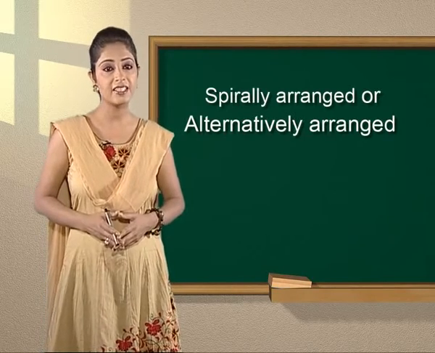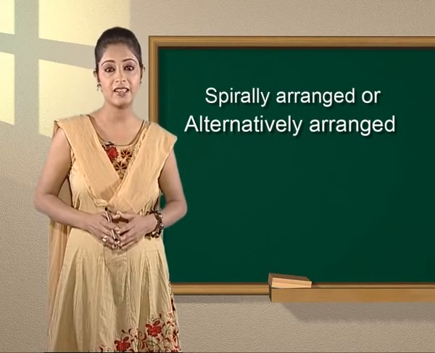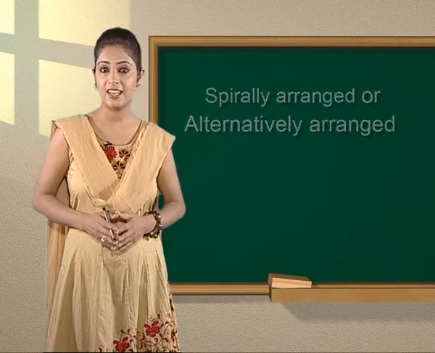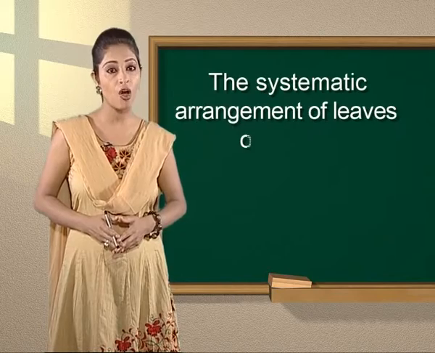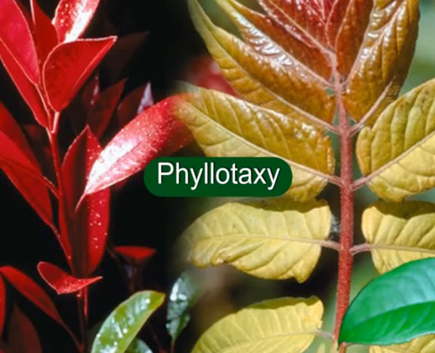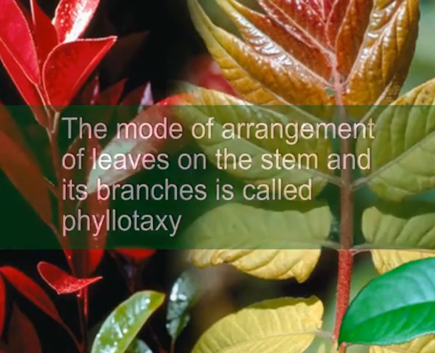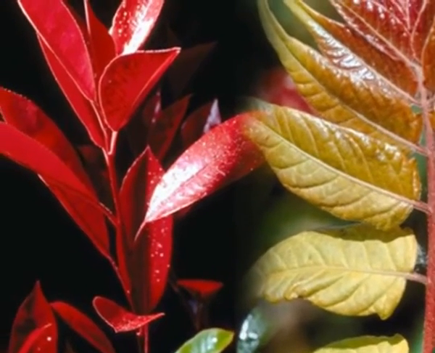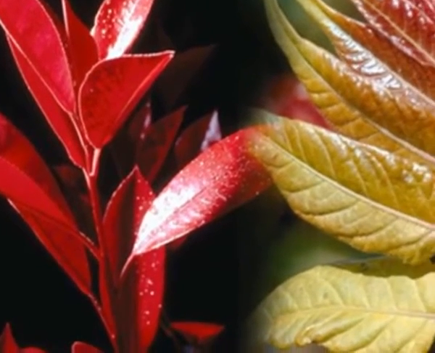Leaves are systematically and regularly arranged so that they are properly exposed to sunlight. So students, let's know in detail about the systematic arrangement of leaves on a stem, which we call phyllotaxy. Phyllotaxy. The mode of arrangement of leaves on the stem and its branches is called phyllotaxy. Or in other words, phyllotaxy explains how leaves are arranged on a twig.